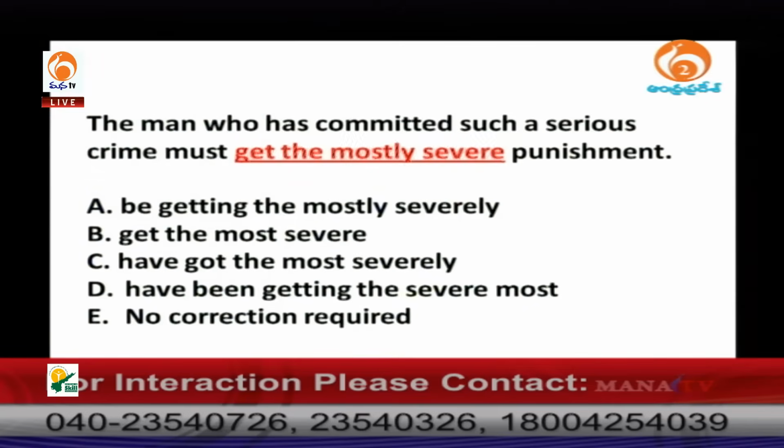Let us read the question again. The man who has committed such a serious crime must get the mostly severe punishment. Mostly is an incorrect word. I need to improve it. What are the options? Must be getting mostly severely. It cannot be must be getting, because must be getting is present continuous tense. Must get the most severe. Have got the most severely. Now, have got means already got, but here I am stating he should get. Have been getting means continuously he is getting it. That is also not correct. So C and D are not grammatically correct. It is talking about a different tense form. B is the correct answer because it says the man who has committed such a serious crime must get the most severe punishment.